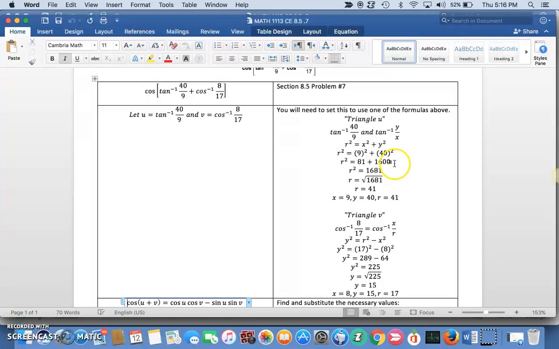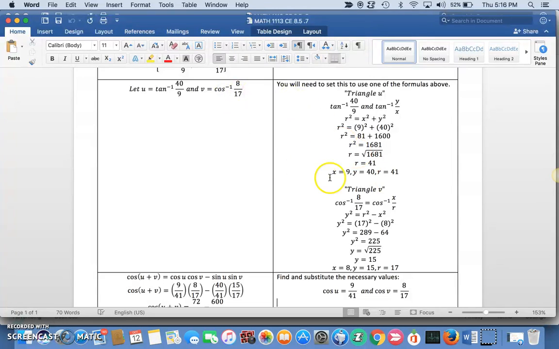81, 1,600, 1,681, which is a perfect square. You take the square root, and r is 41. So you have the three sides of triangle U. Now you do the same thing with triangle V.